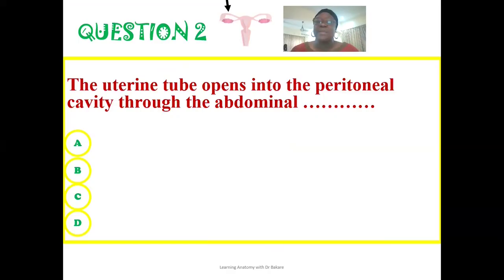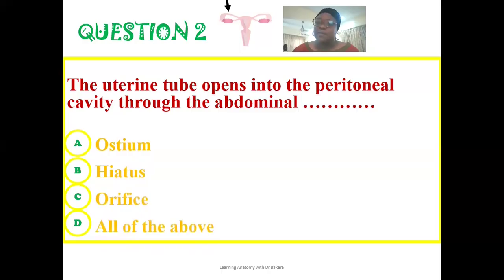We know that the terminal end of the uterine tube, which is the ovarian end, is seen to open into the peritoneal cavity. Is it through the abdominal ostium? Is it the hiatus? Is it the orifice? Or is it all of the above? The correct option here, as it relates to the opening of the uterine tube at its lateral end into the peritoneal cavity, is the abdominal ostium. It is through the abdominal ostium that the lateral end of the uterine tube opens into the peritoneal cavity. Hence, this is the correct option.